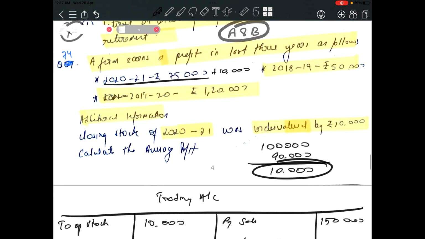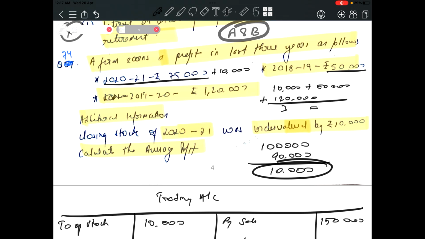So basically the question requires us to now calculate the average profit. Let's simply calculate it. What will be the average profit? Simple: 85,000 for 2021 plus 50,000 plus 1,20,000, divided by 3. So what will be the right answer?